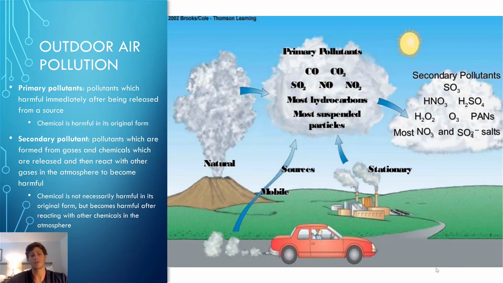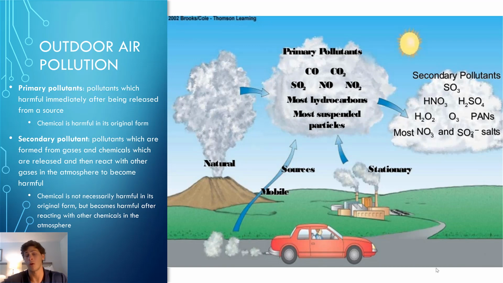So when we refer to air pollution types, we're normally talking about the ultimate root cause of the pollutants, and we can break this down into primary pollutants and secondary pollutants. Primary pollutants are pollutants which are harmful immediately after their release. So basically the chemical that we release into the environment is harmful in its direct released form. Those are going to be things like carbon monoxide, sulfur dioxide, nitrogen dioxide, and then most hydrocarbons, which are emitted as a result of burning fossil fuels.